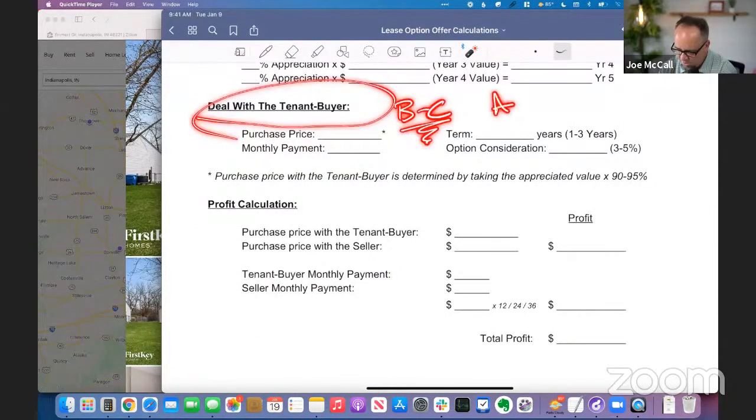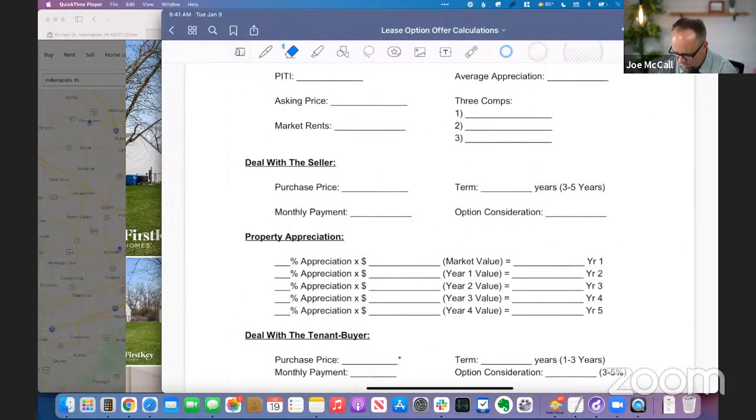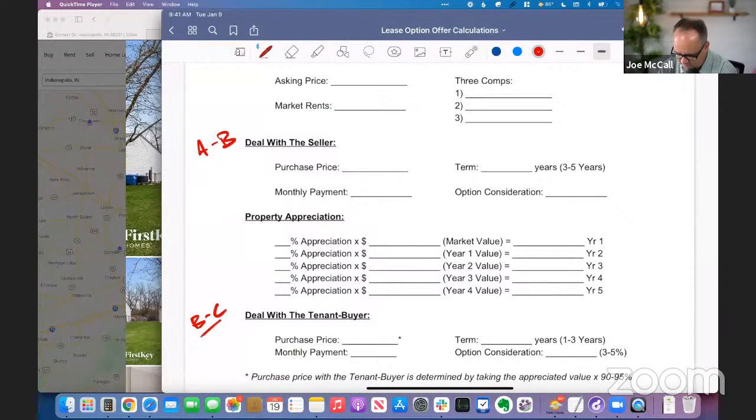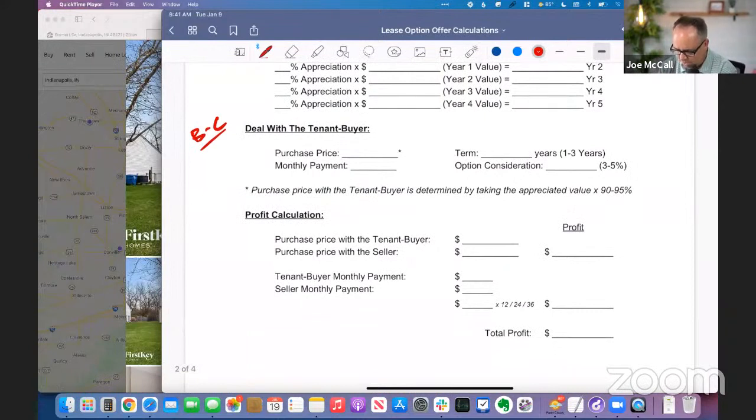This is going to be our B to C. Let me show you here. The deal with the seller is going to be the A to B, and the deal with the tenant buyer is going to be the B to C. Does that make sense? And I'll show you here what the purchase price will be, the monthly payment to them, the term, the option consideration. And usually we set the purchase price with the tenant buyer by about appreciated value times 95%. So we want to give a good deal to the tenant buyer.